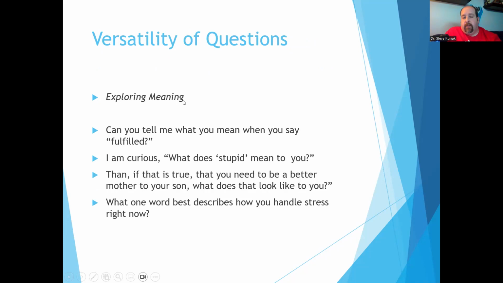You can explore meaning. That's at the core of change. So, what did it mean to you when they said that to you? How does this push up against your value system? I also think it's important when a client uses a specific word, figuring out what that word means to them. So, can you tell me what it means when you say fulfilled? Your dad used to call you a stupid kid all the time. What do you think stupid means? What does that sound like to you?